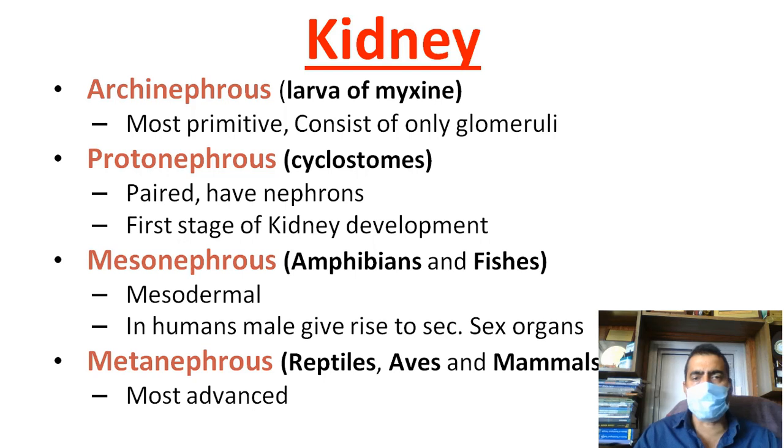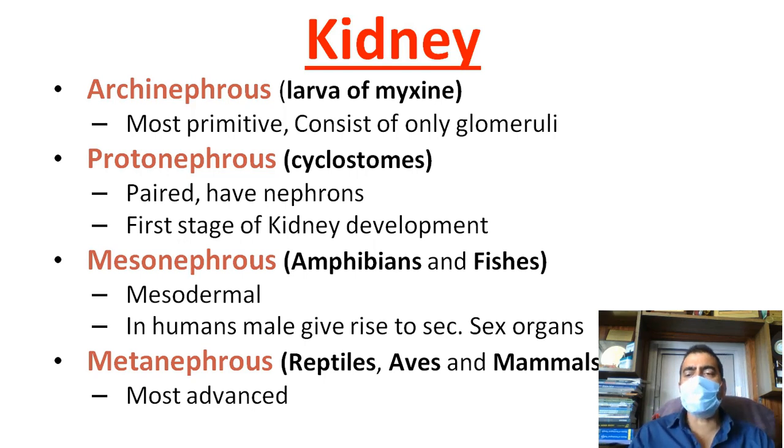You see there is a paired kidney and they have nephrons. Nephron is basically the basic unit of excretion. This is the first stage of kidney development. And then in amphibians and fishes, they contain mesonephros kidneys, and this is mesodermal in origin, and in human males gives rise to secondary sex organs.